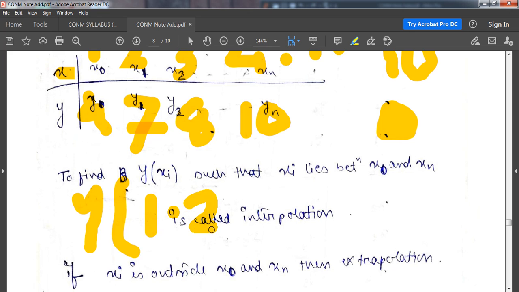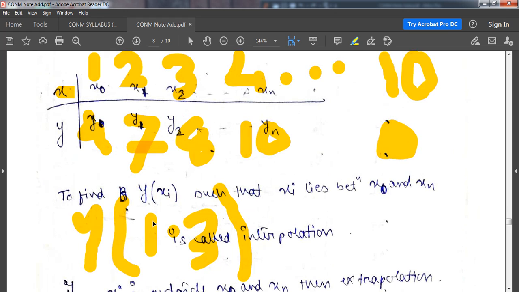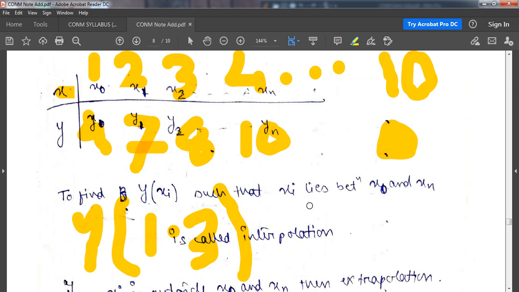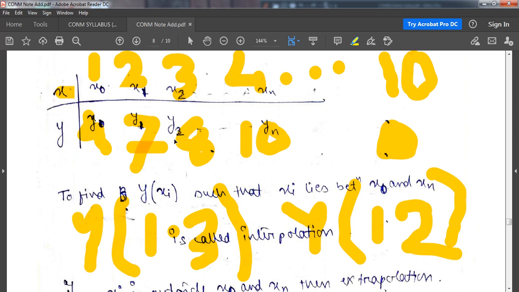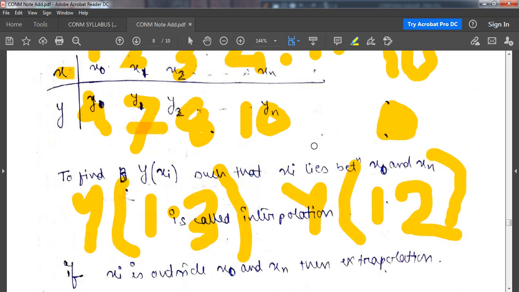Now I ask you to find the value of y for x equal to 1.3. Now 1.3 is not given to you. x1 is 4, x2 is 7, but what is x 1.3? Now 1.3 lies between your data set of 1 and 10, isn't it? So it is interpolation. Now if I ask you to find y for, suppose, 12, what is y of 12? You have the data set from 1 to 10 only. You do not have anything beyond that. So this is extrapolation, because it's beyond your data set.